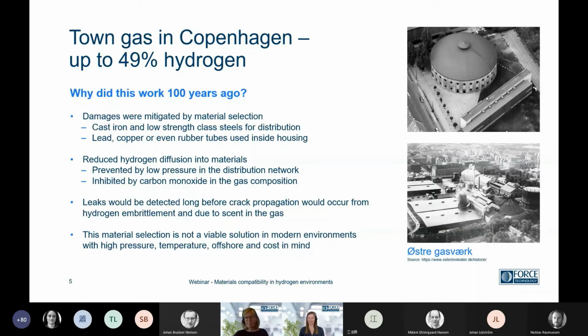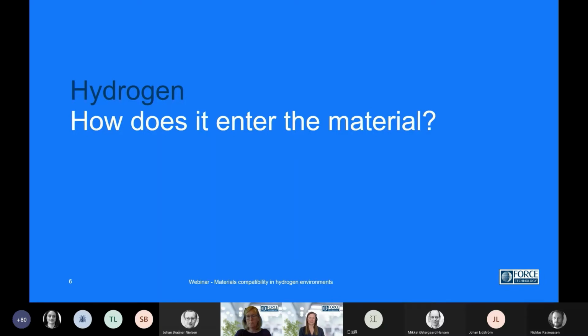Something else we have to emphasize is that hydrogen is not new. For instance, we had hydrogen in town gas in Copenhagen up to 50%, but there you had the possibility of selecting materials with high ductility, even rubber tubes, and pressures were low. So with the demands of today, we have to consider using materials that are generally maybe considered not suitable for hydrogen service, but then perhaps design the application to suit it, to be able to meet demands for high pressure, temperature, and corrosion processes. Of course, the cost of power to X is a central issue.